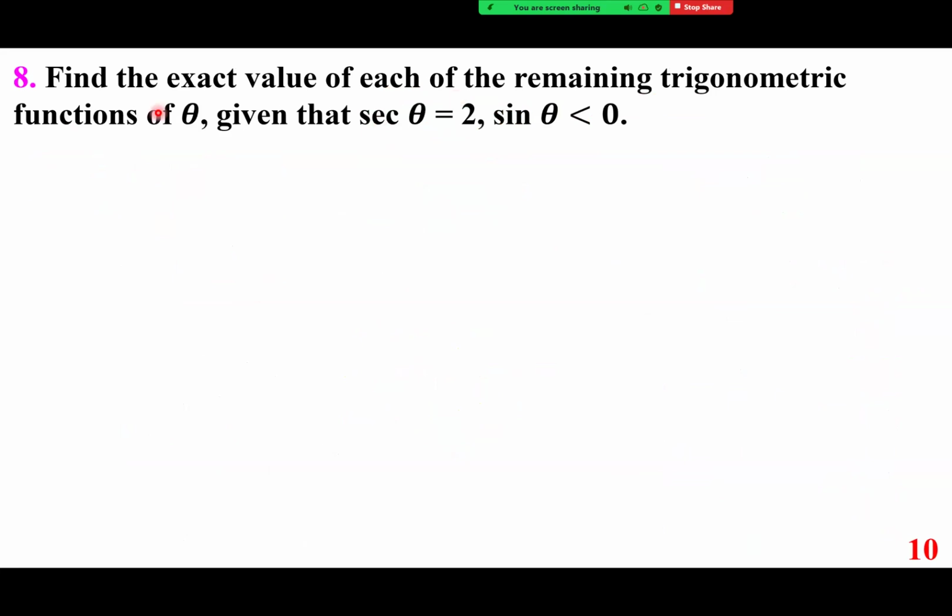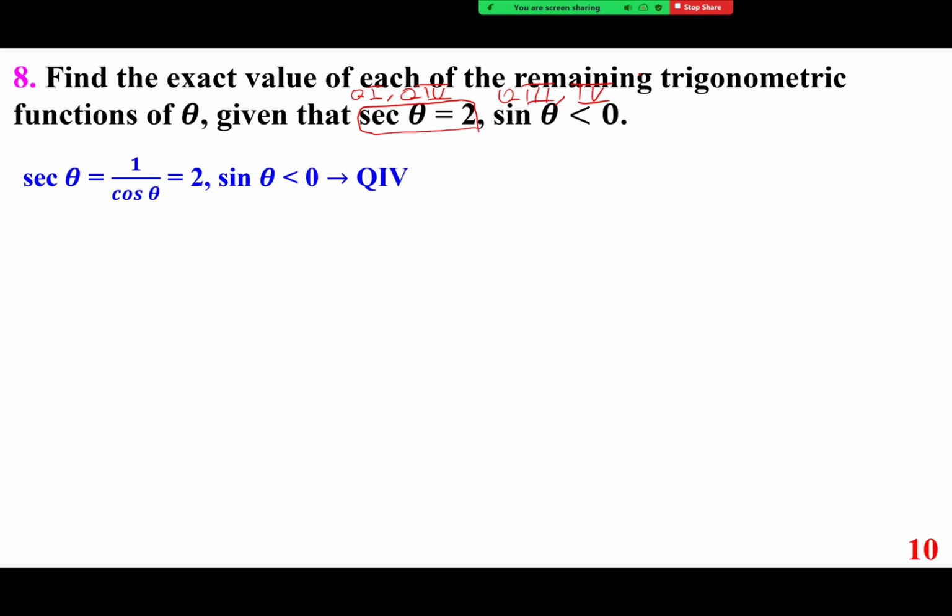Find the exact value of each of the remaining trigonometric functions of theta given that secant is 2. Secant is positive, just like cosine, and sine is negative. Remember, let me just write it for secant, just like cosine. For secant to be positive, just like cosine, would be quadrant 1 and 4. Sine is negative in quadrant 3 and 4. So the answer is quadrant 4.